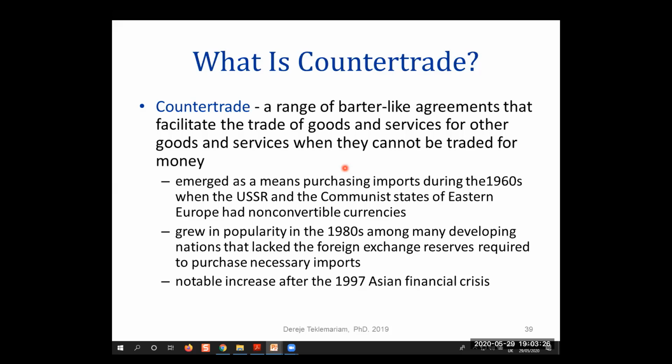Sometimes some governments may be conservative. Okay, we don't have that much hard currency, so why don't we exchange products? This is what we call counter trade. We need to think of some sort of counter trade so that our balance of trade deficit can be minimized. By the way, I encourage you to think about how much counter trade can be a solution for Ethiopia. Can counter trade be a solution for Ethiopia, for instance?